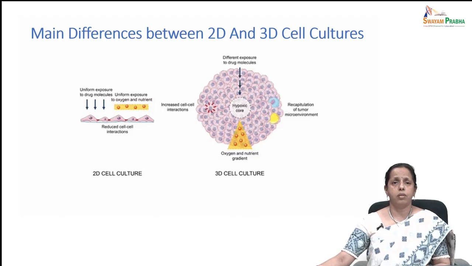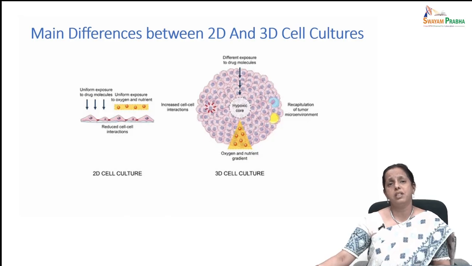exposure to drug molecules. So we cannot treat with the same drug concentration as we do for a 2D culture, where we can see a uniform exposure to the drug. So this 3D model is representative of a typical tumor in the real scenario.